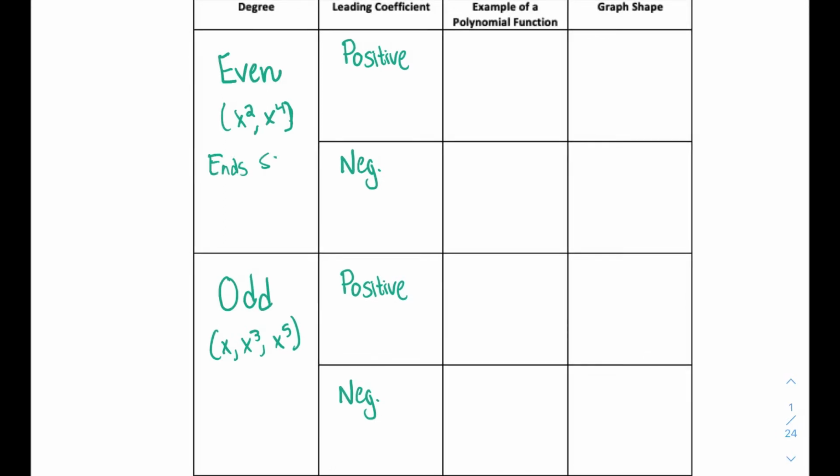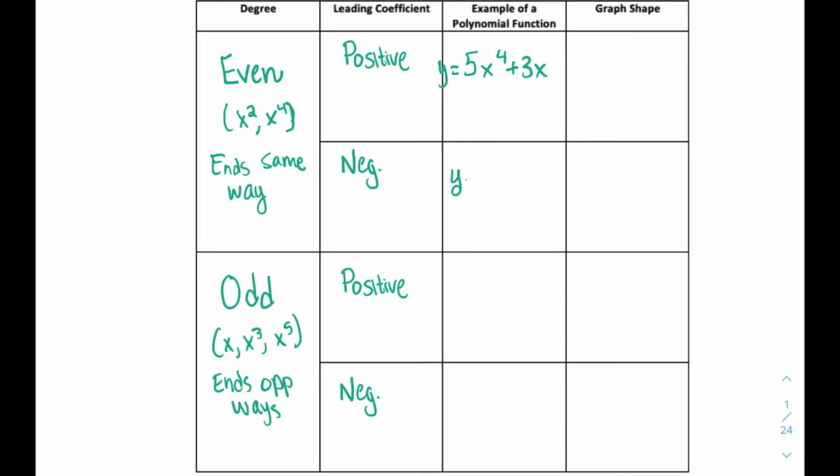An even function has ends that point the same direction when you look at its graph, either both up or both down. An odd function has ends that point opposite ways, so one up, one down. So an even polynomial with a positive leading coefficient would be like 5x to the 4th plus 3. Say you switch that to a negative leading coefficient. How does that affect your graph shape?